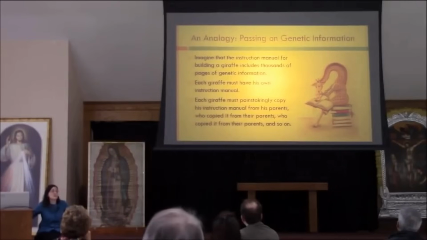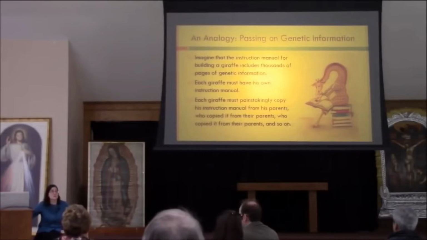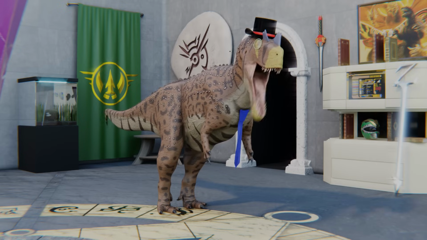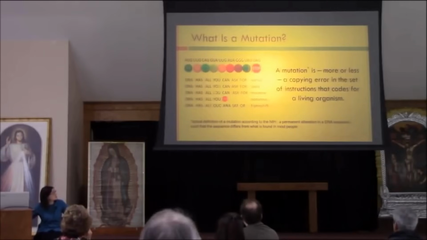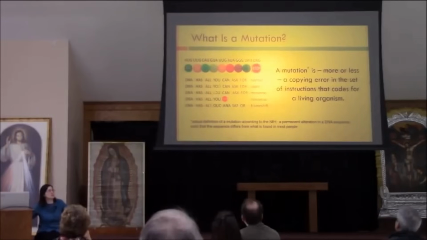So each giraffe must painstakingly copy his instruction manual from his parents. Now, if you've ever painstakingly copied something by hand that's thousands of pages long, you will have done something that every other human being has done. You will have made a mistake. Yep, that's why there are so many manuscript variants in texts like biblical texts. There's an introduction of mistakes into the instruction manual as it's copied by hand, just like there's an introduction of mistakes into the genome when it is copied by the cellular machinery that replicates DNA.